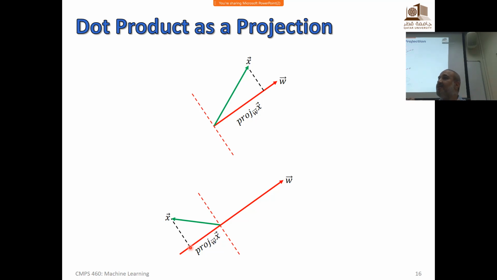Okay? So this is an interpretation of the dot product that we are doing, the activation value. If the activation value is positive, that means that the projection is positive, which means that the point and the weight vector are on the same side of the decision boundary. And that's why we predict the point to be positive. If the projection is negative, that means that the point is on the other side of the decision boundary, which means that it should be predicted as negative.